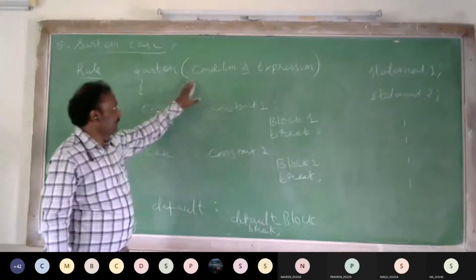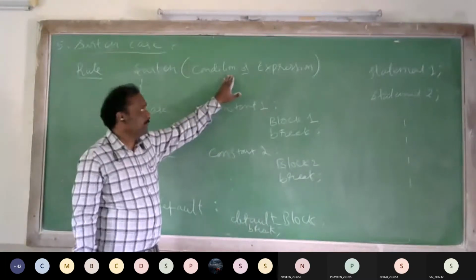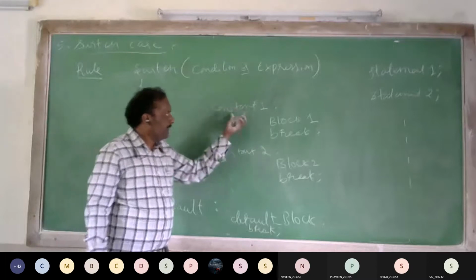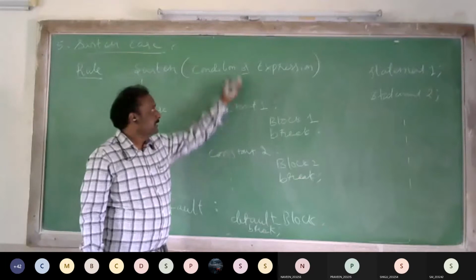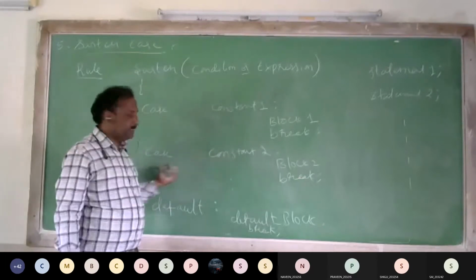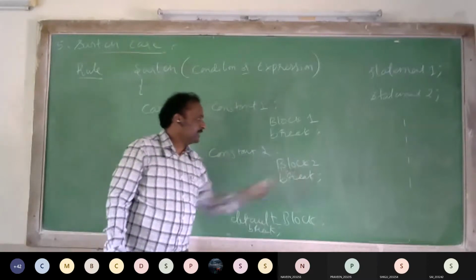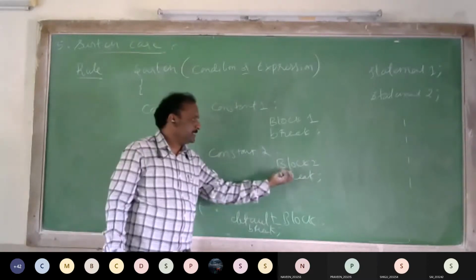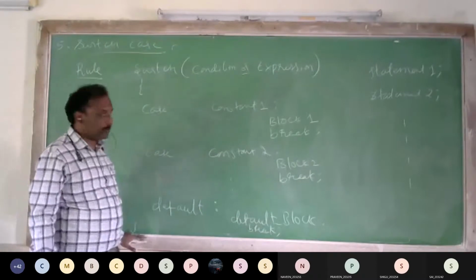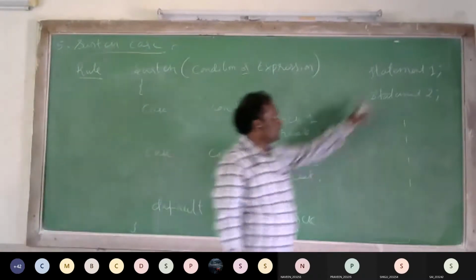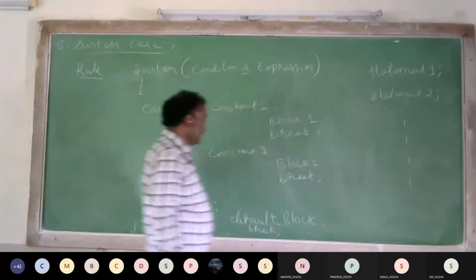Now, after evaluating this expression, if the value is not matching with constant 1, then it will check for another case, constant 2. If it is matching with constant 2, then it will execute the block 2 set of statements. Break will take the control outside of the switch block. Then statement 1, statement 2 are executed.